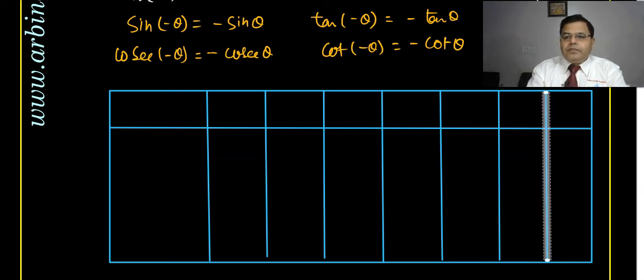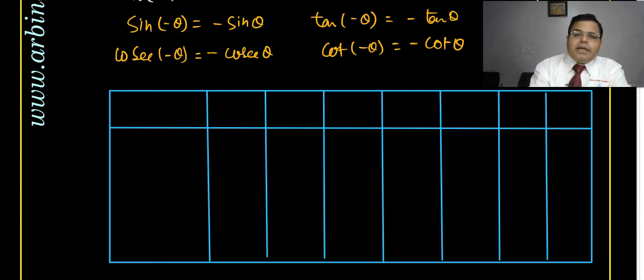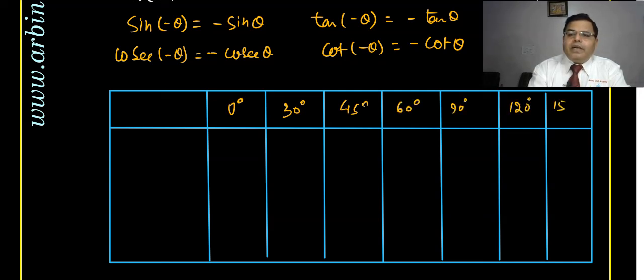Okay, so these are some values. Say I have written here 0 degree, 30 degree, 45 degree, 60 degree, 90 degree, 120 degree, 150 degree, and 180 degree as well. You can go ahead, any number of values you can write here. And this is a function, a trigonometric function. Now I'll write here sine theta. Sine 0 is 0, right?